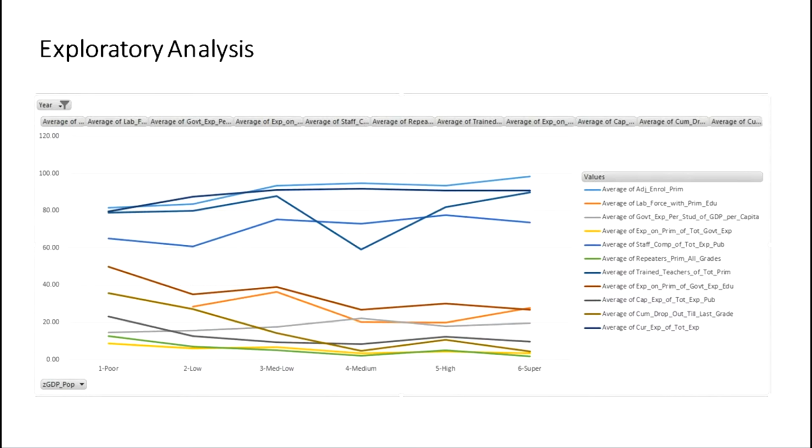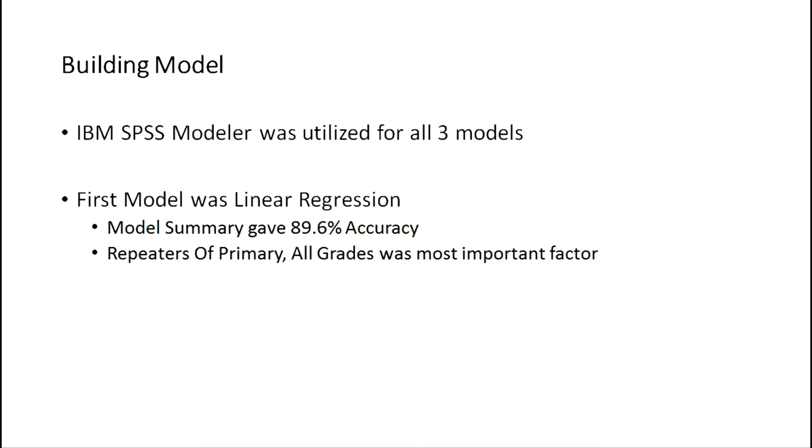This is what we got in Power Pivot, and as you can see, some of the information is inversely related to enrollment rates. Things such as the repeaters in primary grades and cumulative dropout rates, we expect those items to be inversely related. One item that surprised us was the expenditure on primary education as a percentage of government expenditure on education. That is inversely related as well to enrollment rate, and that was a bit surprising.